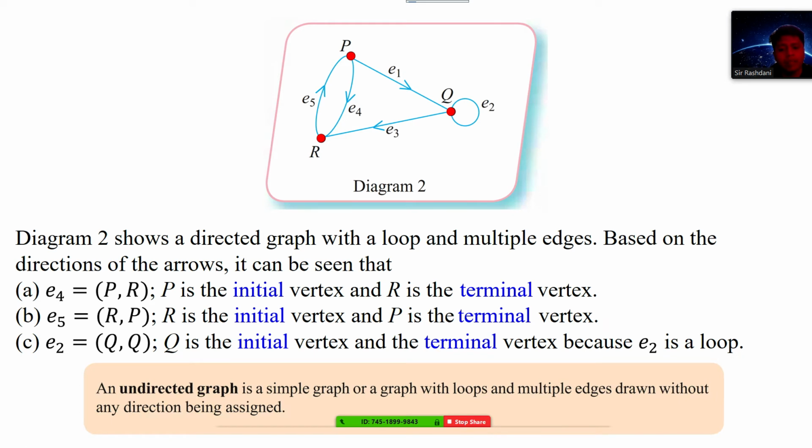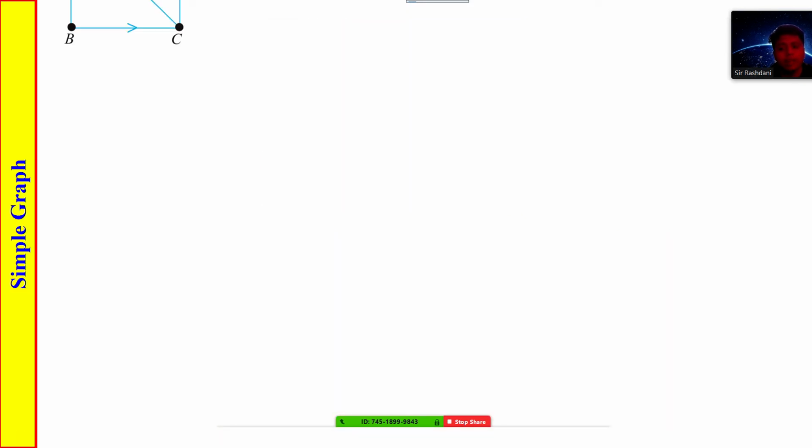And an undirected graph is a simple graph or a graph with loops and multiple edges drawn without any directions being assigned. So an undirected graph usually has no directions, which distinguishes the undirected and directed graph.